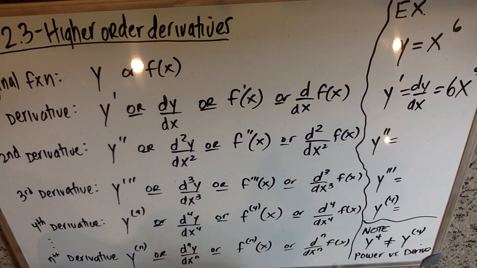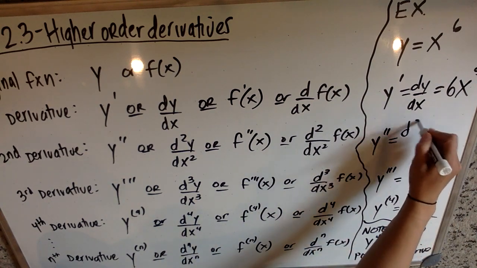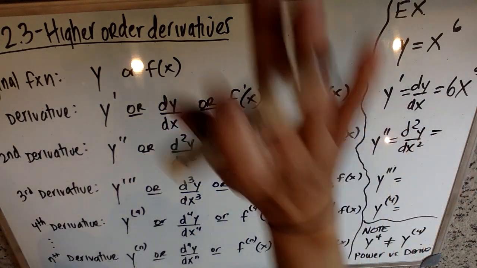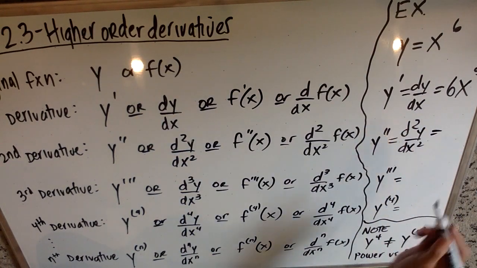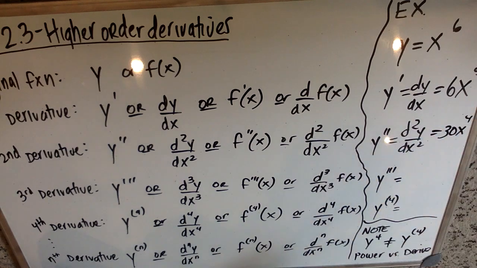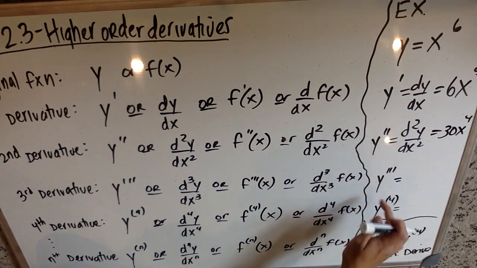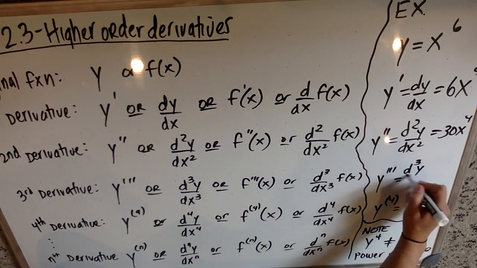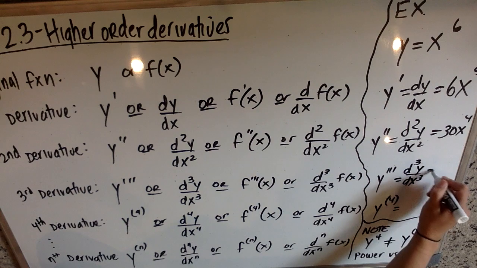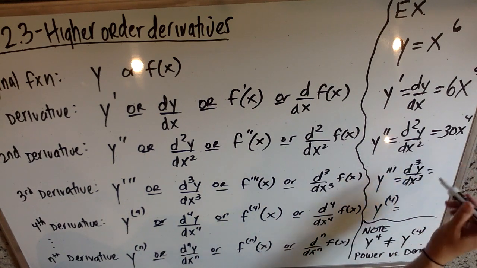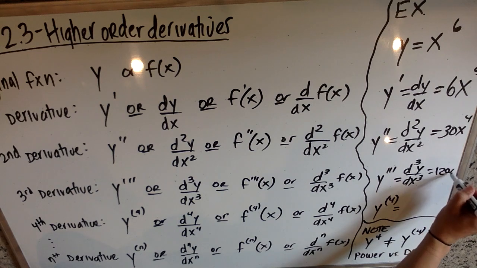If I wanted to differentiate again, this would be d squared y dx squared or y double prime, either of those, same thing, different notation. And that would be 30x to the 4th, because the 5 drops down in front. And if I wanted to differentiate again, that would be y triple prime, or if you like this notation better, d cubed y dx cubed. I think most people like prime notation better, but it's up to you. And again, I would differentiate, so I'd bring the 4 down, and I'd get 120x to the 3rd.